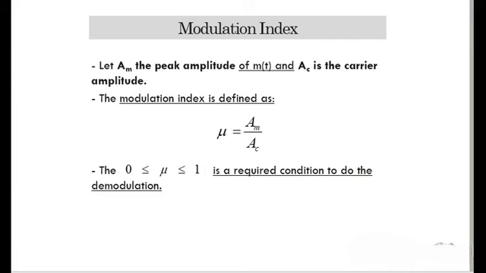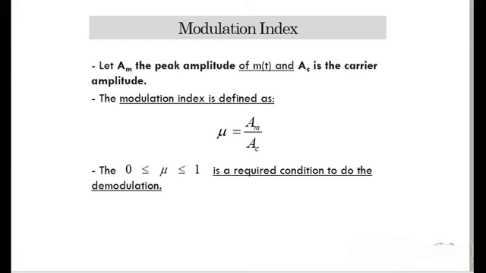Am is the peak amplitude of m(t), and Ac is the carrier amplitude. The modulation index is defined as Am by Ac. This is the required condition to do the demodulation. In an inverter, the modulation index is defined as the ratio of the fundamental component amplitude of the line to neutral inverter output voltage to one half of the available DC bus voltage.